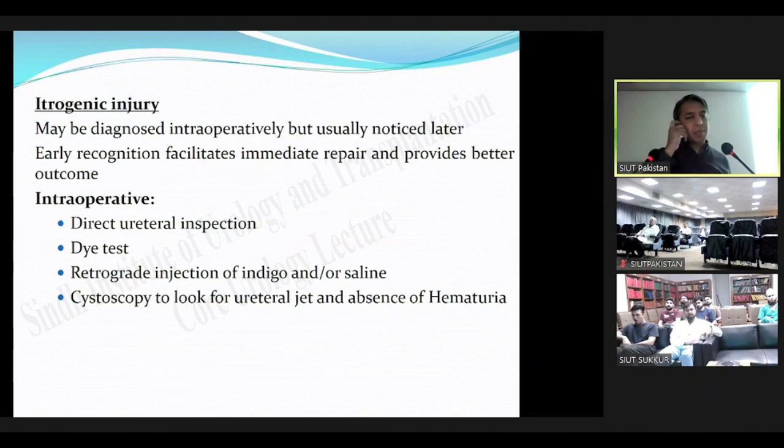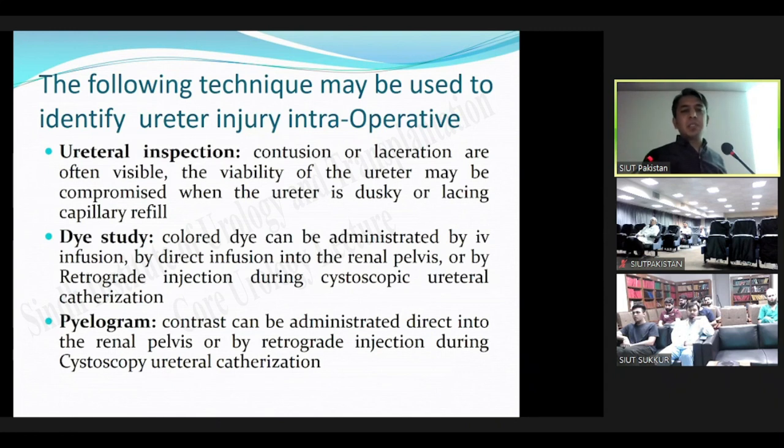The iatrogenic injury may be diagnosed intraoperatively, but is usually noticed later. Early recognition facilitates immediate repair and provides a better outcome. It can be identified intraoperatively by ureteral inspection, as contusion or laceration are often visible. The viability of the ureter may be compromised when the ureter is dusky or lacks capillary refill. We can perform a dye study. Color dye can be administered by IV infusion, by direct infusion into the renal pelvis, or by retrograde injection during cystoscopic ureteral catheterization, or by doing a pyelogram. By these techniques, we can identify intraoperative injury.